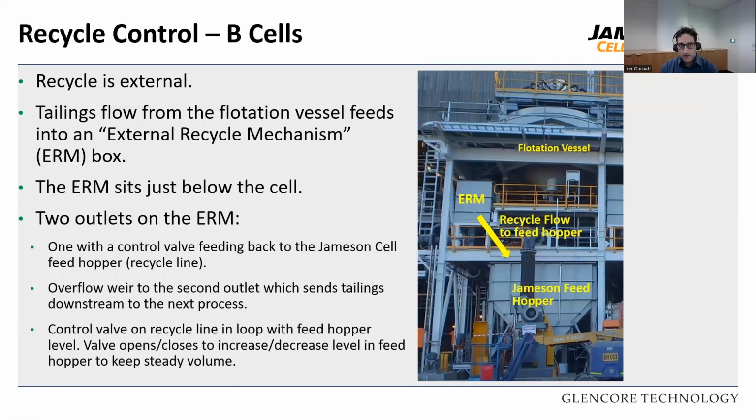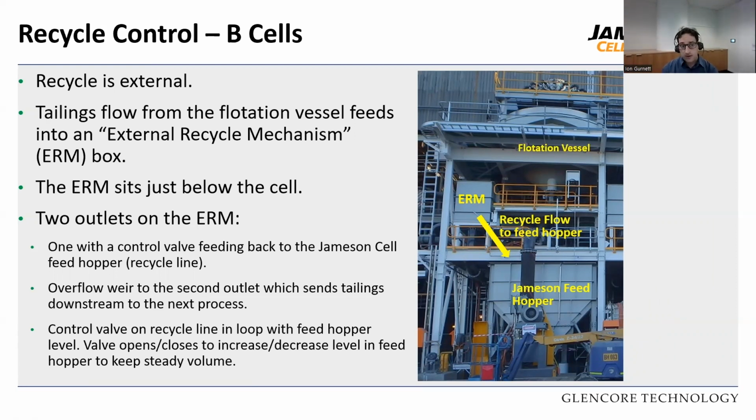Now the recycle here is external, and I think this photo probably shows it best. As you can see, your flotation vessel is here, tails from here will come under into the ERM, hit that dissipation plate, and a part will recycle back to your feed pump box. There's an overflow weir that will then take it to the next cell. One of the things that I do really want to mention is any feed that goes to your feed pump box will never short circuit the process. Everything in that feed pump box has to go up the distributor and through the cell. I just want to really stress that.